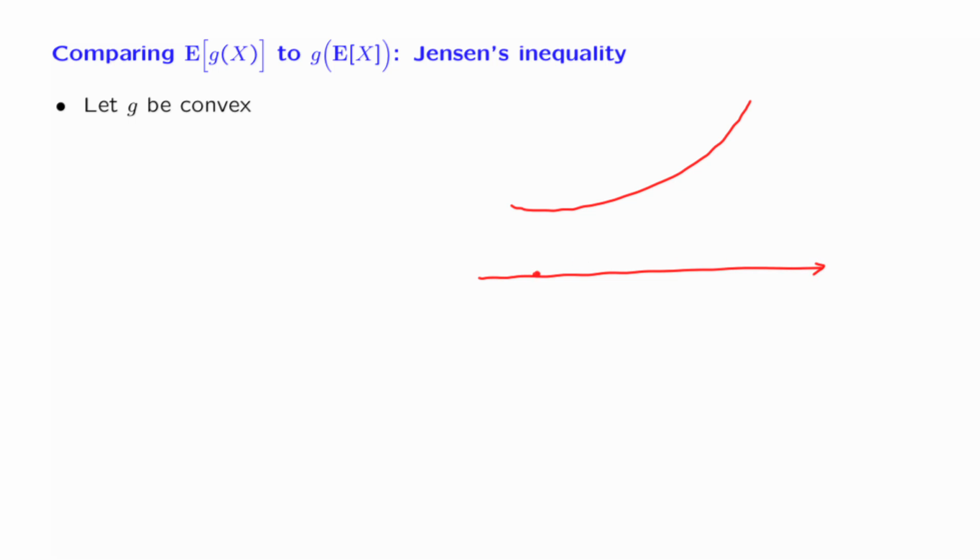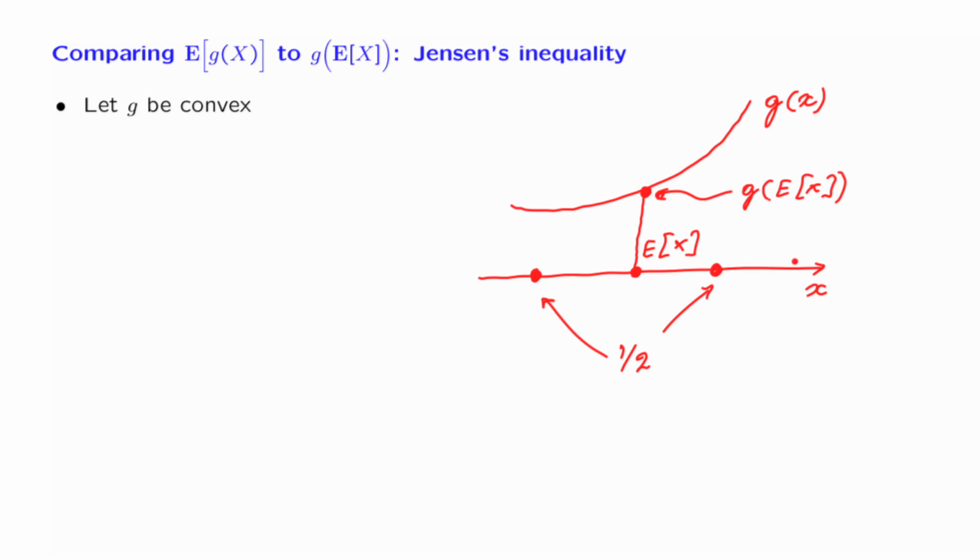Suppose that x is a random variable that can take two values with equal probability. So these two values have both probability 1/2. And this is our function g of x. Since they take the two values with equal probability, the expected value is going to be in the middle. So this here is the expected value of x. And in particular, this value here is going to be g of the expected value of x.